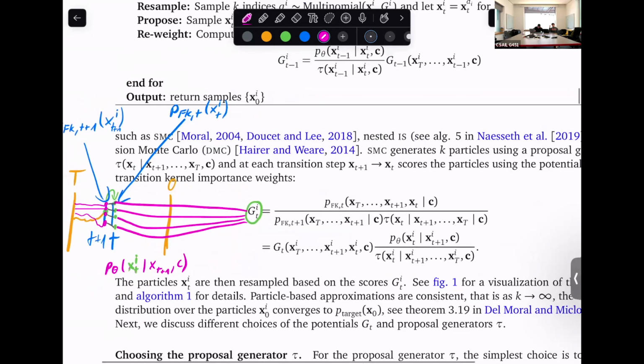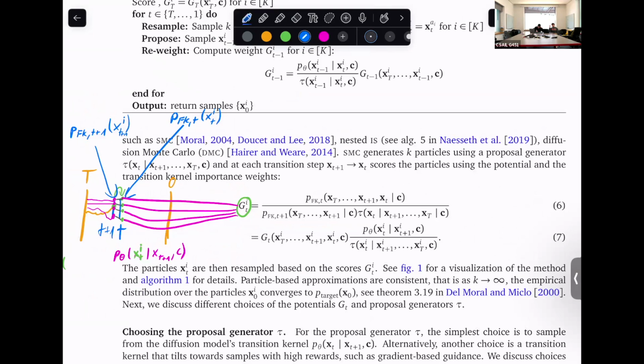A proposal generator tau. So you're saying this is our model, for example. Tau is usually right. The true transition kernel is given by taking a step with our model and reweighting by G_t. But what we're actually doing is taking a step from our proposal tau, except that seemingly everywhere this is used, they take tau to just be the transition kernel p_theta, so the p_thetas cancel, and the importance weights are just the G_t^i.